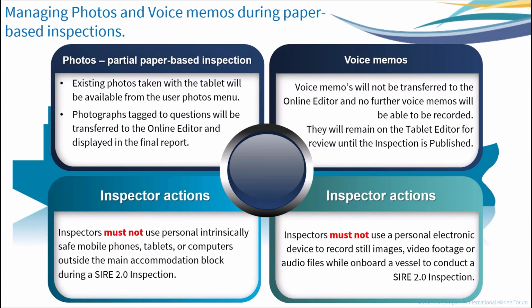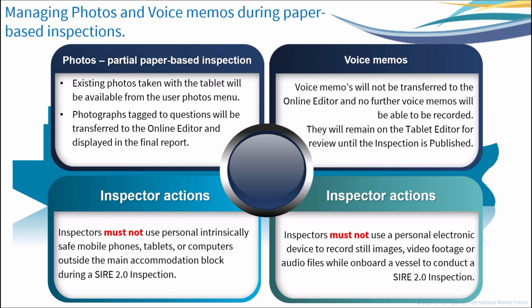The online editor does not have the ability to take additional photographs for the inspection. If any photographs have been taken using the tablet and already exist in a partial paper-based inspection, they will be available from the User Photos menu item. A full paper-based inspection will not include any user photographs. Photographs taken during a partial paper-based inspection will be validated and uploaded to the online editor, but no additional photographs can be taken. Any photographs that are tagged using the tick box will be transferred to the online editor and displayed in the final report. Inspectors should delete any photographs that are not required in the final report.